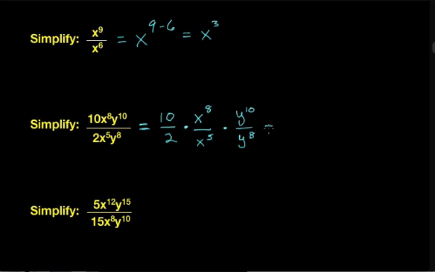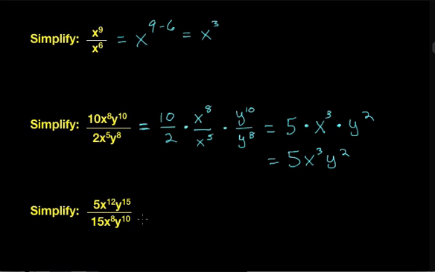So now we can take these three very simple fractions and start simplifying them. Well, we know that 10 over 2 is just going to be 5. That's going to be 5 times x to the 8th over x to the 5th, which is x to the 8 minus 5, which is just x cubed. And y to the 10th over y to the 8th is y to the 10 minus 8, or y squared. So our answer, written simply, is just 5x cubed y squared.